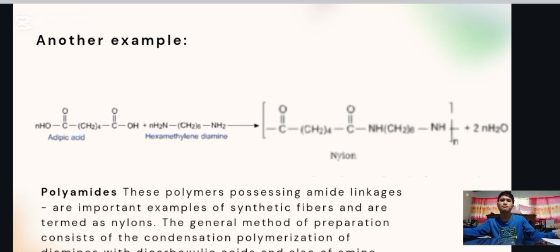These polyamides possessing amide linkages are important examples of synthetic fibers and are termed nylons. So the general method of preparation consists of the condensation polymerization of diamines with dicarboxylic acids and also of amino acids and their lactams.